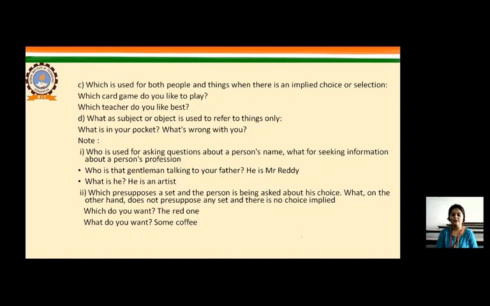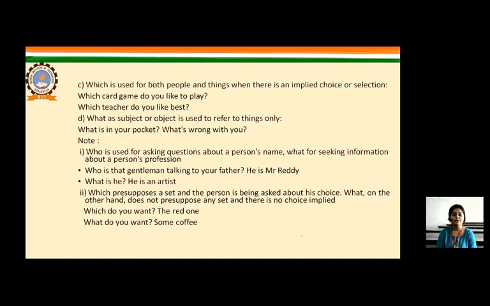Now who is that gentleman talking to your father? Again, when you are using who, then you are referring to a proper noun. So here the answer is he is Mr. Reddy. So for any who that you are asking a question, the answer will always be a proper noun like Mr. Reddy. Then what is he? He is an artist. So you are asking about some person, but what you are asking is the profession. So you are not getting the answer in a proper noun, but as a profession that is treated as a thing or a non-living entity.